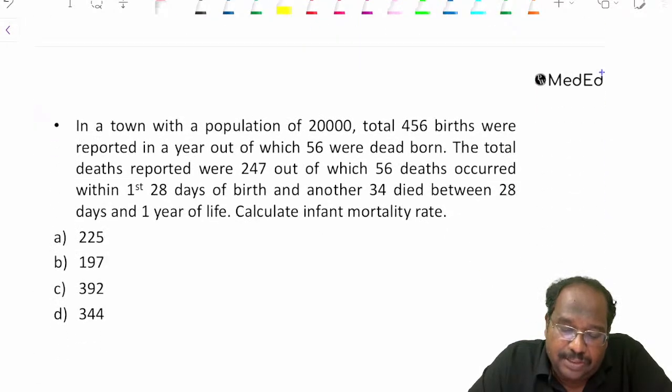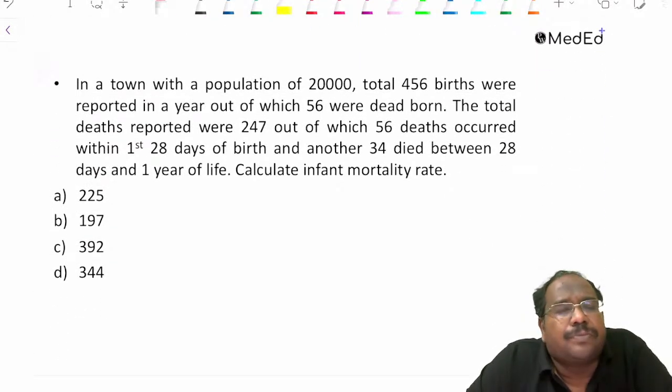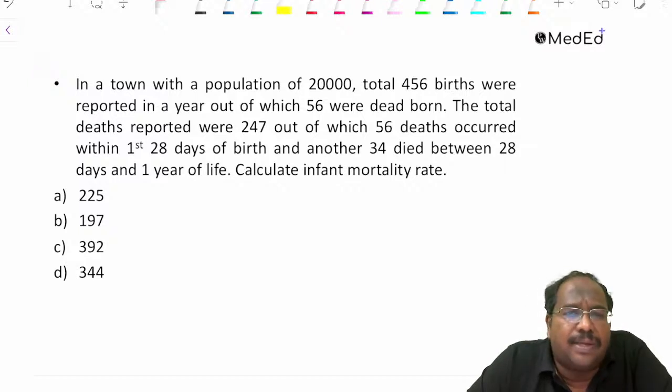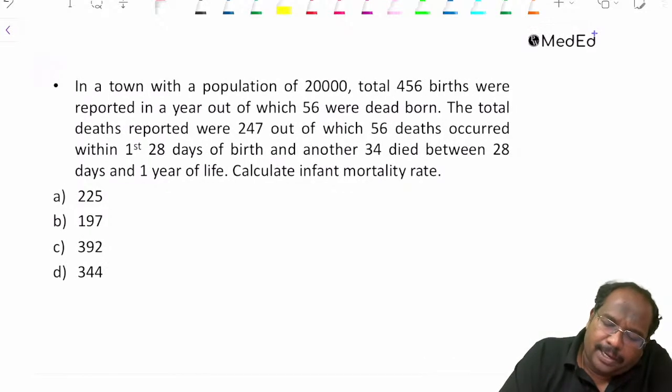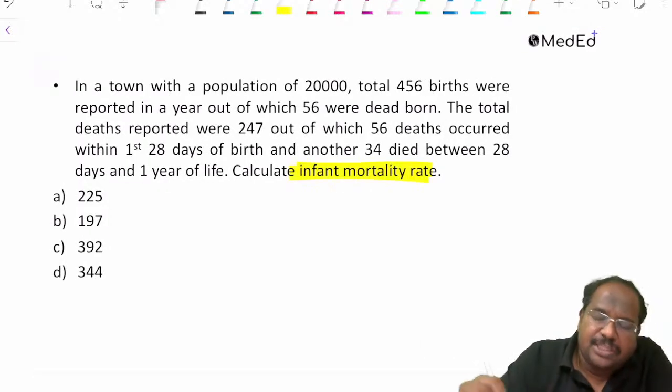Go to the last question. In a town with a population of 20,000, 456 births were there, and 56 were stillborn. The total reported deaths were 247, out of which 56 deaths occurred in the first 28 days, and another 34 died between 28 days to 1 year. Calculate infant mortality rate.